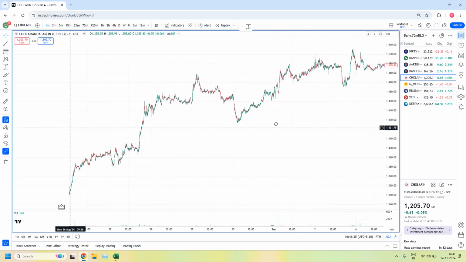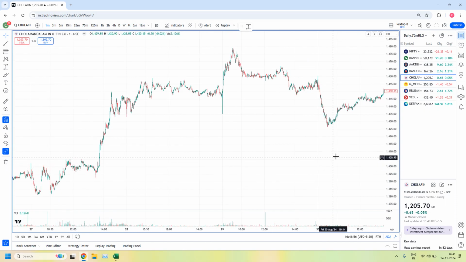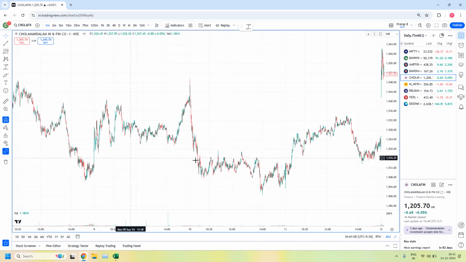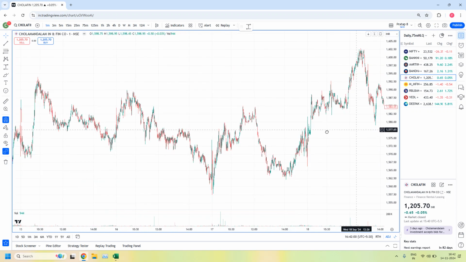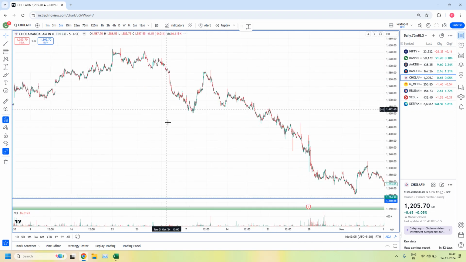See, 1 minute data is not available. When is the last date it is available? 1 minute data, on 26th August. September, October, November. That means 3.5 months of data is available in trading. That's why I said maximum 3 to 4 months. Okay, anyway, let's look into the 1 minute data.